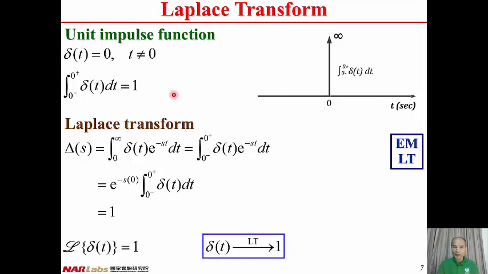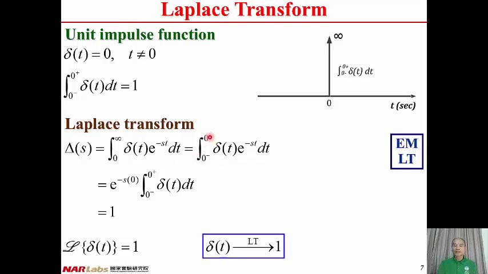If we take the Laplace transform of this unit impulse function, we have delta s equal to the integral from 0 to infinity of delta t times exponential minus st dt. Because delta t is equal to 0 when t is non-zero, we can reduce the integration range from 0 to infinity to from 0 negative to 0 positive. Therefore, we can minimize the range of integration.